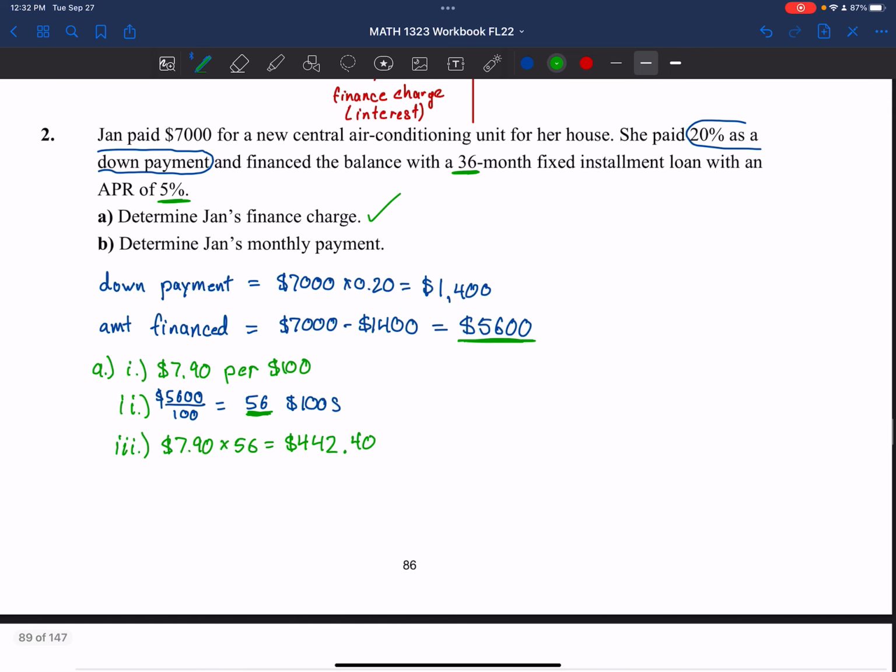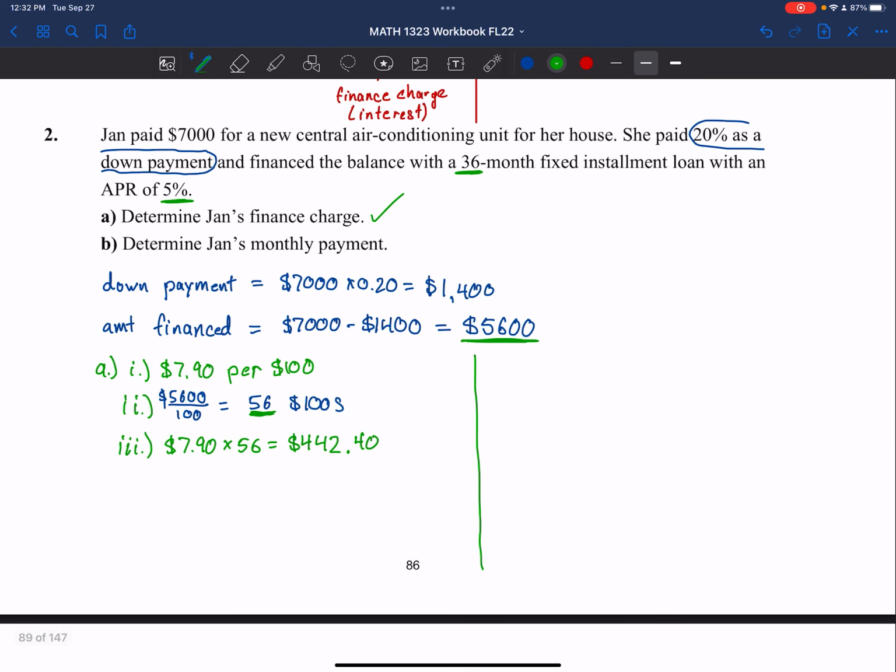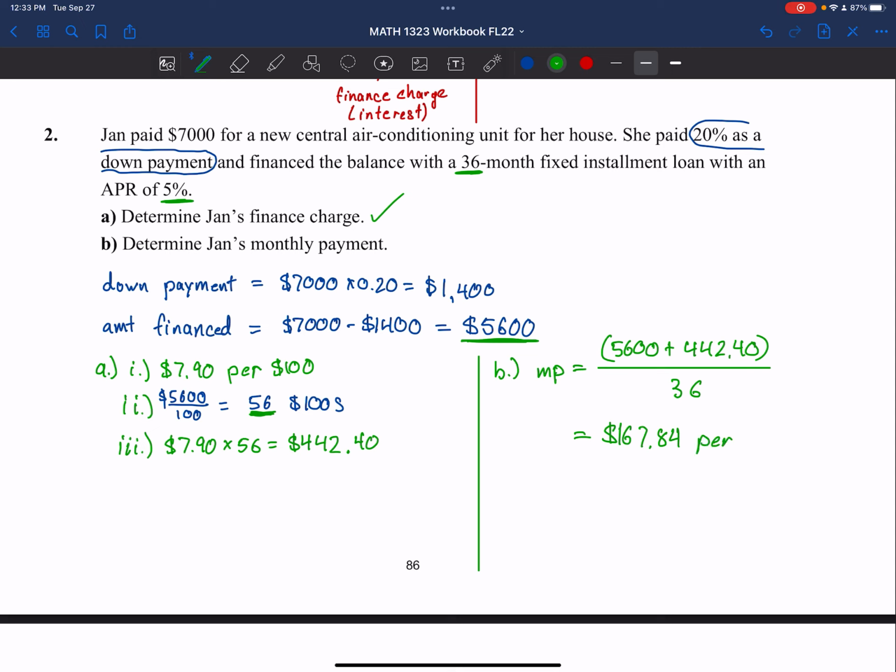To do part B now, you're just going to have to add the amount financed. So our monthly payment is going to be $5,600 plus the $442.40. Again, add those, hit equal to, divide by the number of payments, which in this case is 36. And you'll find that it's $167.84. Again, that's how much Jan will pay per month.